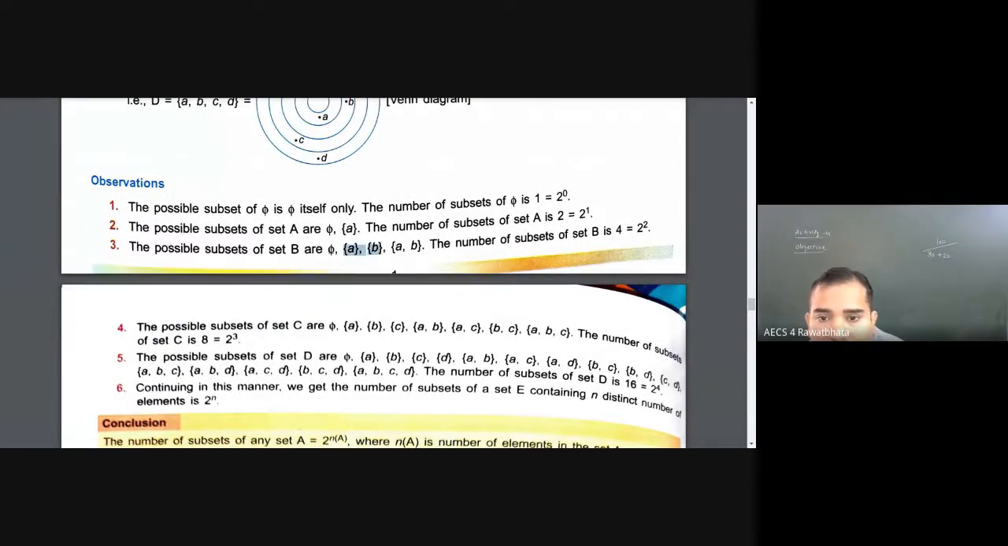Are you watching, students? Like this. You have to write them and you have to count. So how many are these for B? 1, 2, 3, 4. And you have to put n equal to 2 in the formula also, 2 raised to power n. From there also 4 will come. So like this it will be verified.